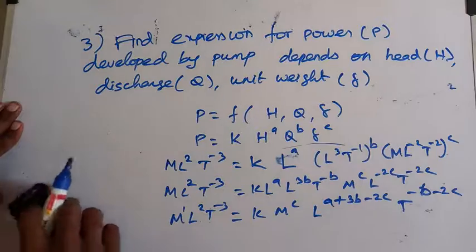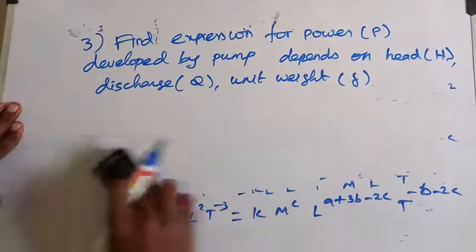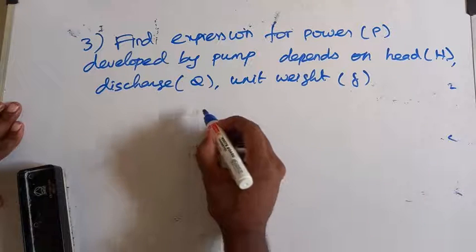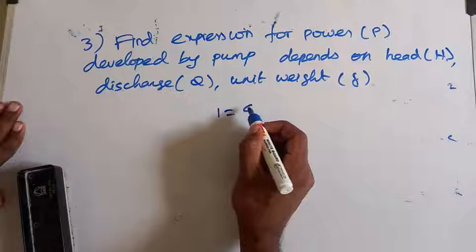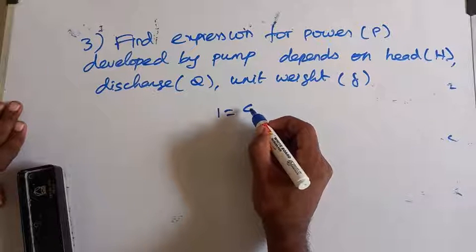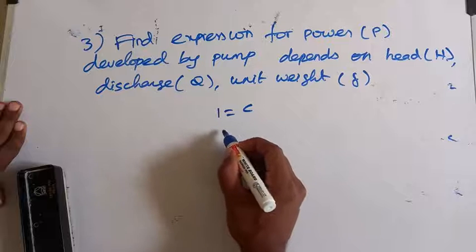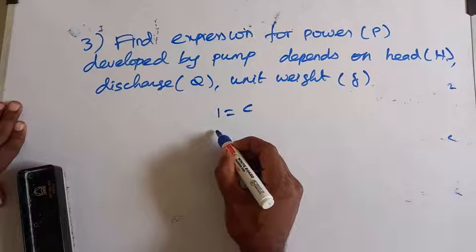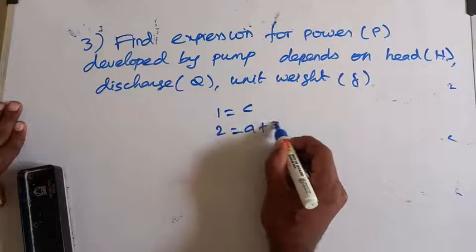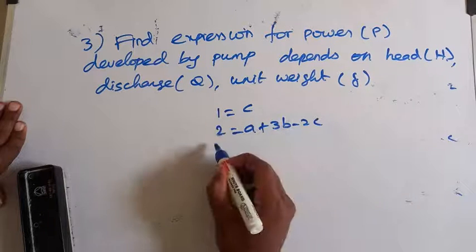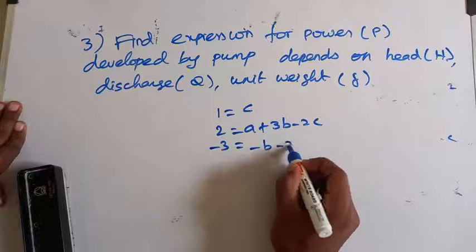Okay, I am erasing this term. If I equate, I will get 1 is equal to c. From the power of M, from the power of L, I will get 2 equal to a plus 3b minus 2c. For the T power, minus 3 equal to minus b minus 2c.